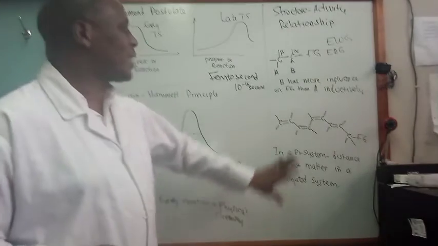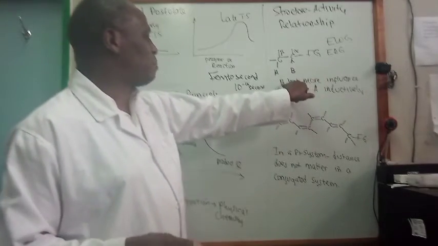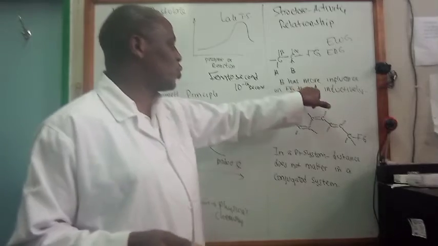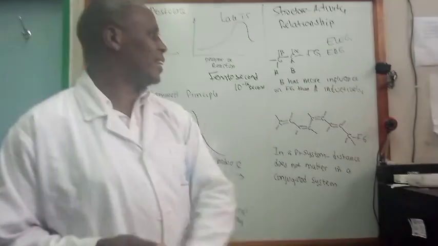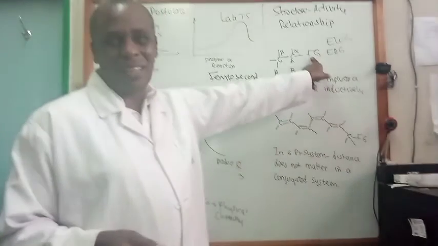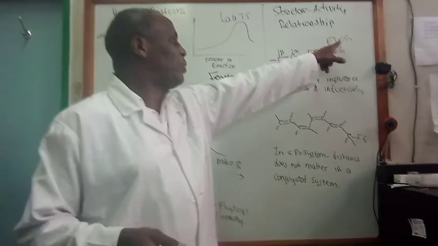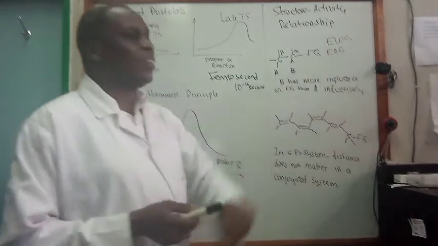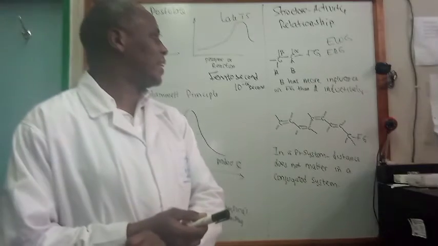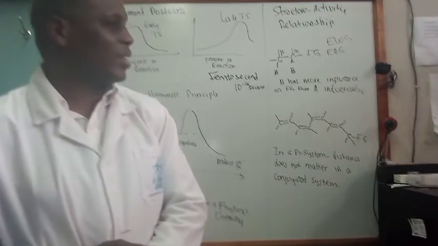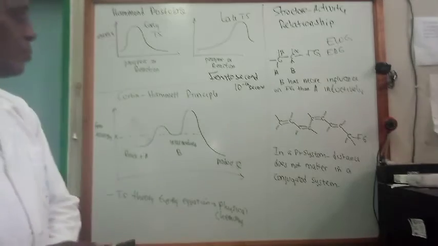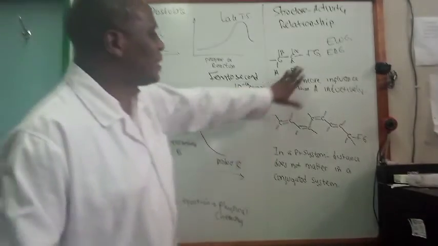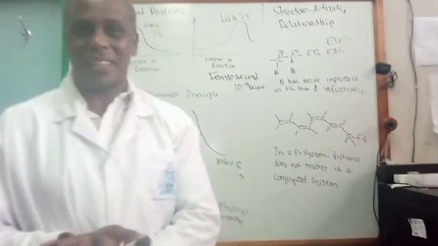So inductively, we are saying that B has got more influence on the functional group than A. FG means functional group. EWG is an electron withdrawing group. EDG is an electron donating group. Now that is inductive effects.